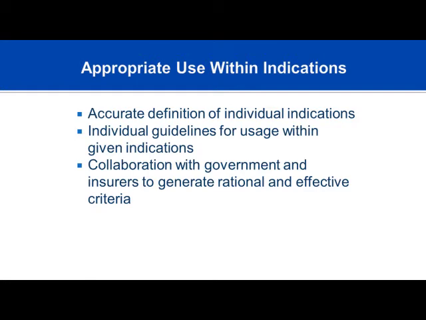Aside from thinking about the evidence-supported uses of immunoglobulin, we also have to think about the appropriate use within individual indications. And I'll highlight that for you on this particular slide. We have to think about the accurate definition of the individual indications. We have to consider individual guidelines for usage within the given indications, and we have to collaborate as healthcare providers with insurers and with government to generate rational and effective criteria for which the provision of immunoglobulin can be considered.